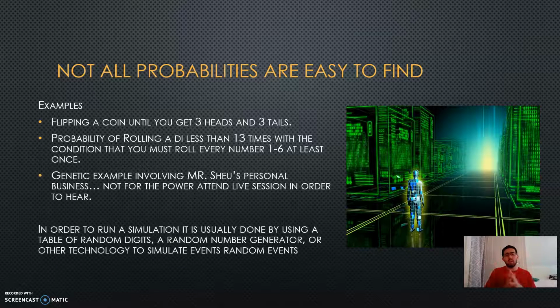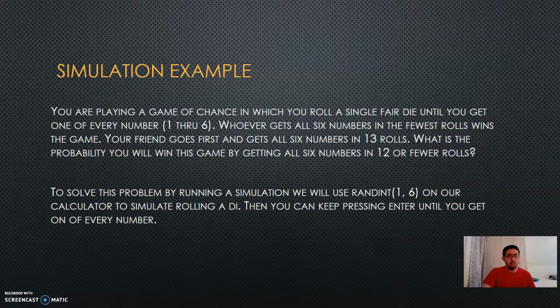In order to run a simulation, it is usually done by using a table of random digits, a random number generator, or other technology to simulate the random events. So as I said, one of the examples was instead of rolling a die, you could use the random number generator on your calculator, randint.